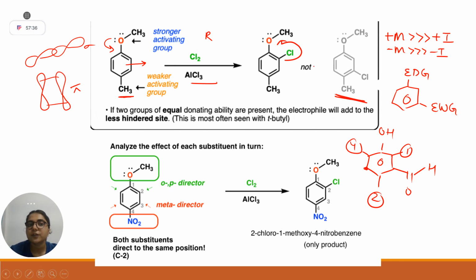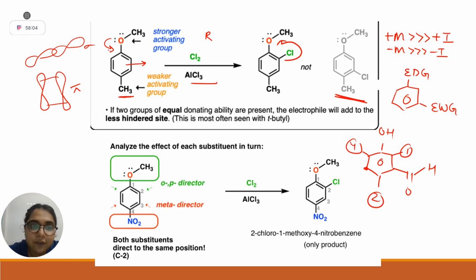So the take-home message from this line is, if you have two groups attached to your benzene ring and you have to attach an electrophile, you will join in accordance with the group having more electron density. Understood? If two groups of equal donating ability are present, then the electrophile will add to the less hindered side.